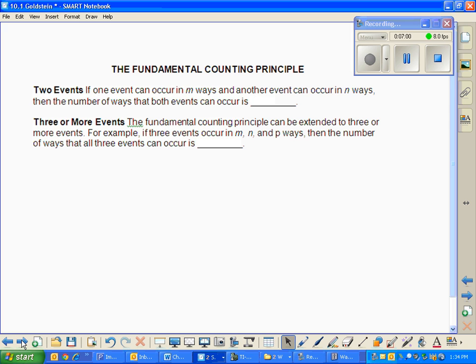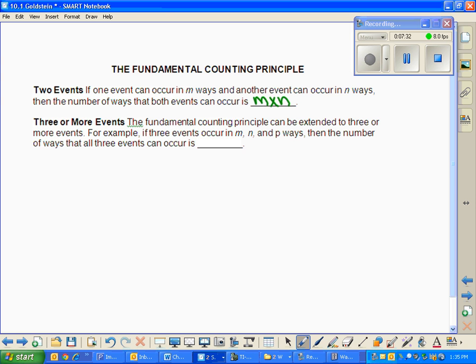In that case, it was 4 events. We had to pick the first letter, the second letter, the third letter, and the fourth letter. So in a situation where there's only 2 events occurring, we would multiply how one event occurs in M ways, let's say, and how the second event occurs in N ways together. So that's how many ways they could occur together. So that would be M times N ways that 2 events can occur.